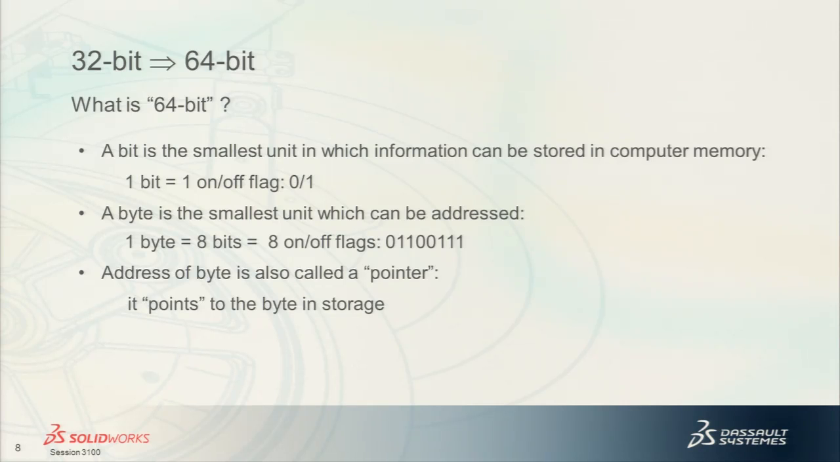Now, that's not very handy, so we take them together. The smallest possible unit that we can actually address in computer memory is called a byte. Right? It's made of 8 bits, 8 on and off flags, which can take various values. And we can attach an address to a byte, and in programming terminology, we call it a pointer. So it points to the byte somewhere in the memory of your computer. Terms you have to remember because they will keep coming back.